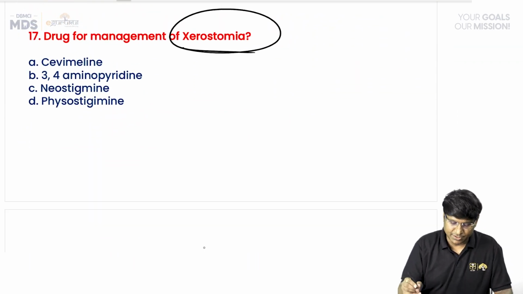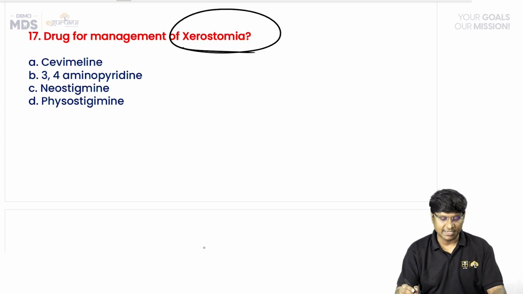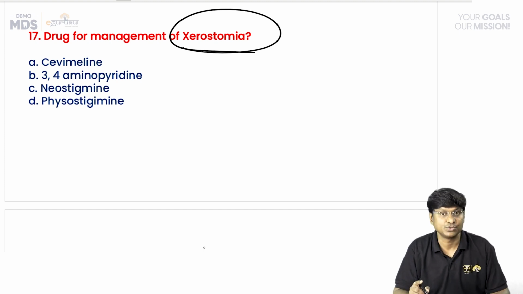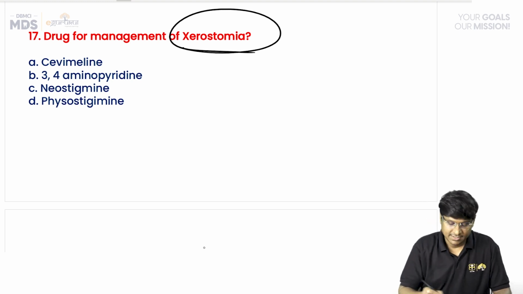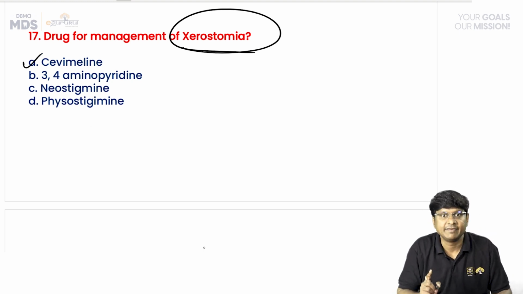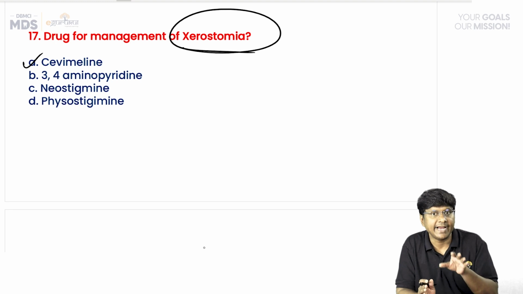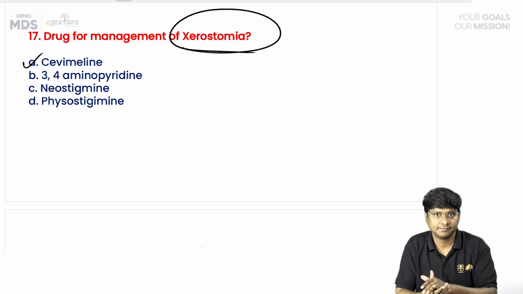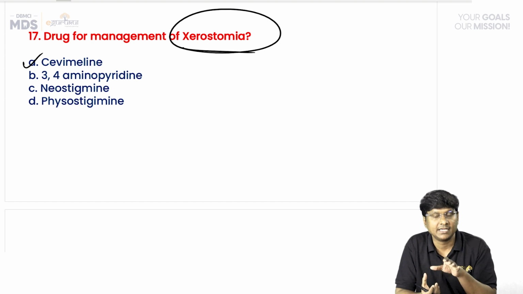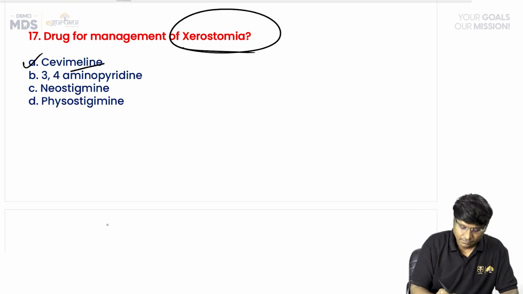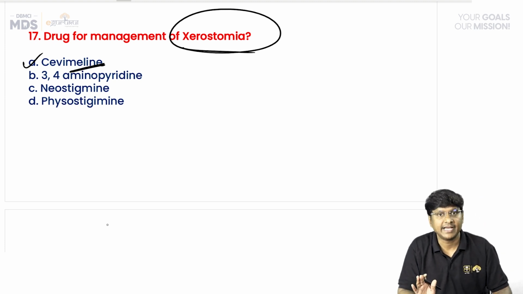Drug of choice for the management of xerostomia: cevimeline, 3,4-diaminopyridine, neostigmine, and then physostigmine. So in case of xerostomia, that is dry mouth, the drug that we give is cevimeline, right? Cevimeline hydrochloride is a cholinergic agent with muscarinic agonist activity, and this prominently affects M1 as well as M3 receptors. So the answer is cevimeline hydrochloride.